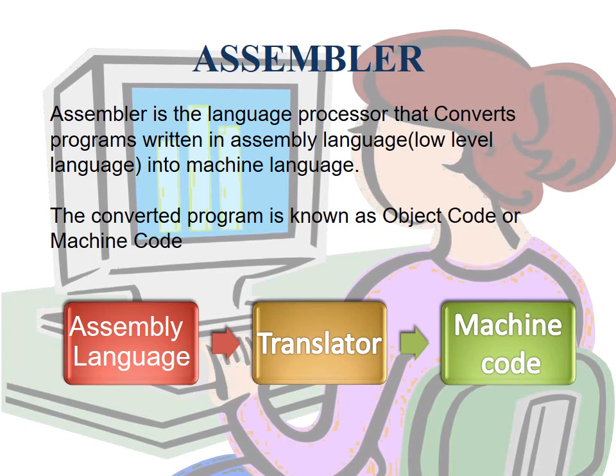Now first is assembler. It is the language translator software that converts programs written in assembly language into machine language. The assembler translates the source code in assembly language to a machine language program. The converted program is known as object code or machine code.